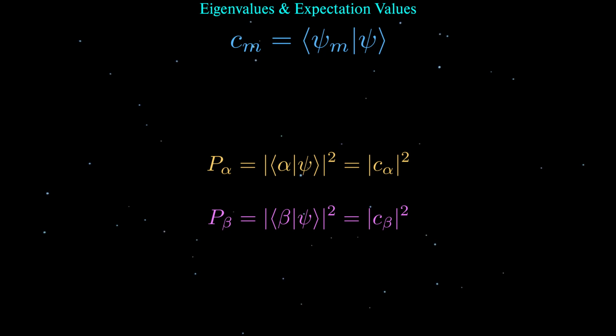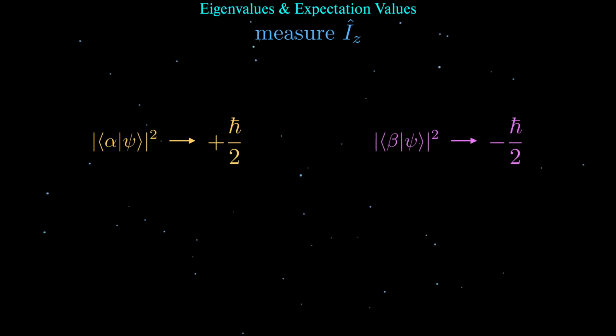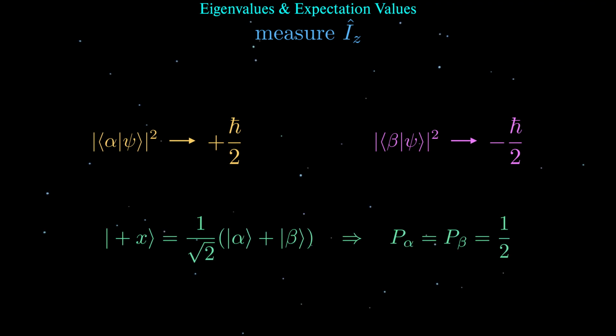When we measure spin along the z, we're going to ask how much of a state overlaps with the eigenstates of Iz. If the state overlaps strongly with alpha, we're going to be more likely to measure plus h bar over 2. And if it overlaps strongly with beta, we're going to be more likely to measure negative h bar over 2. And if it overlaps equally with both, like the plus x state does, then a z measurement will give us alpha half the time and beta half the time.